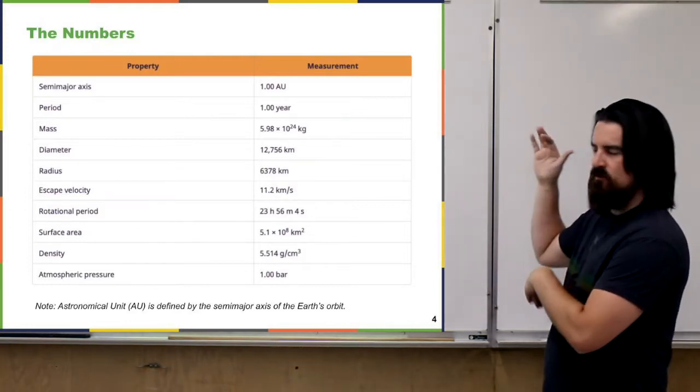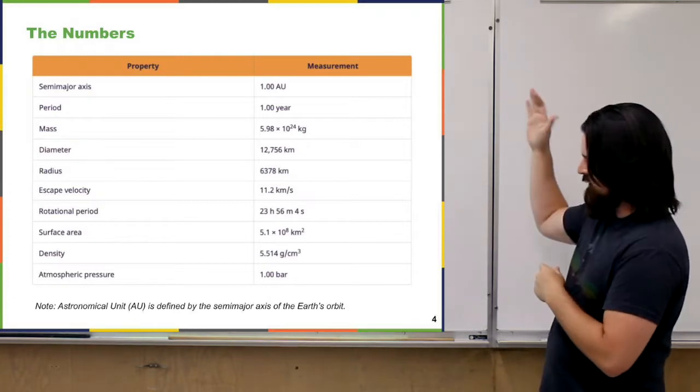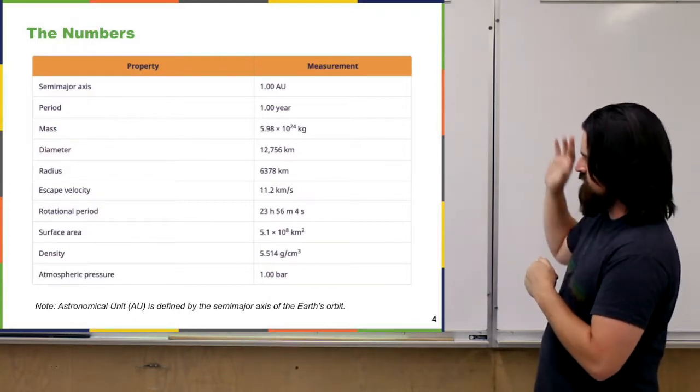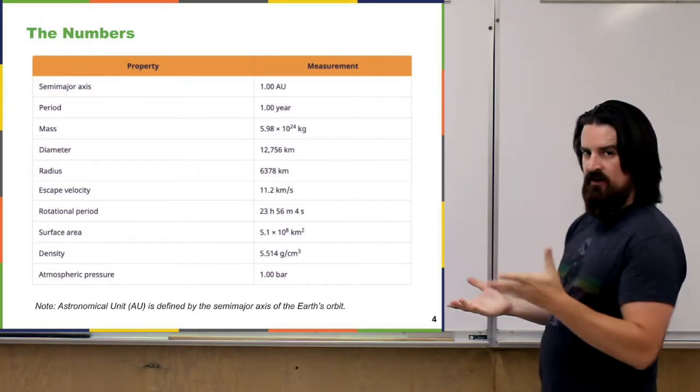When we talk about some of the other planets, we'll talk about them in relation to Earth, because that's the one we're on, that's the one we know best. How far away from the sun they are, how long they take to revolve around, and what the atmospheric pressure is, if they have atmospheres.